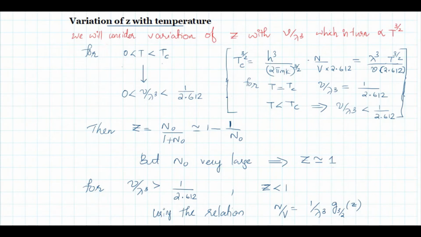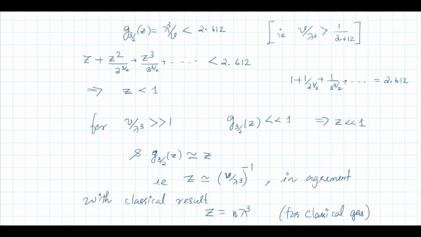Now what happens when V by lambda cube is greater than 1 by 2.612? That is, temperature greater than critical temperature. Then the value of Z will be less than 1. And we can calculate that using this relation. N by V is equal to 1 by lambda cube G 3 by 2 of Z. We have this relation. So we can write G 3 by 2 Z equal to lambda cube by V. And V by lambda cube greater than 2.612 means lambda cube by V less than 2.612.